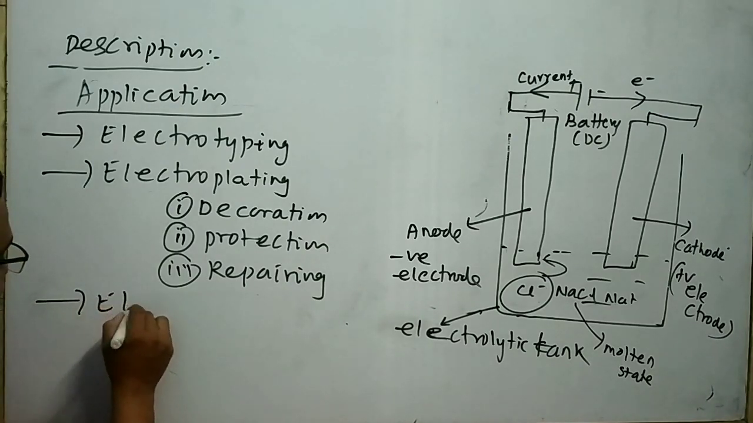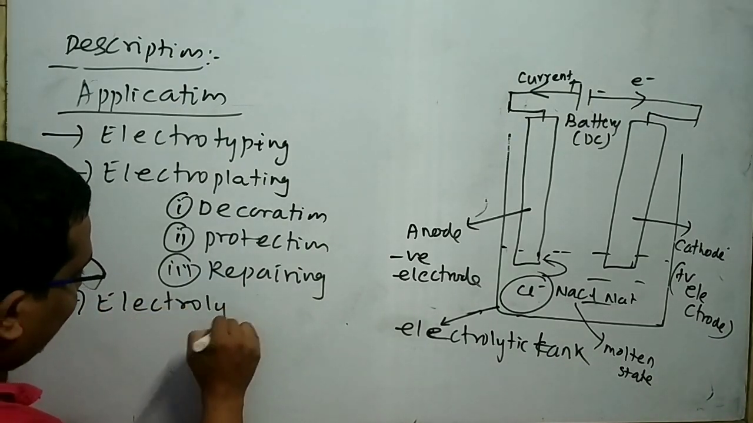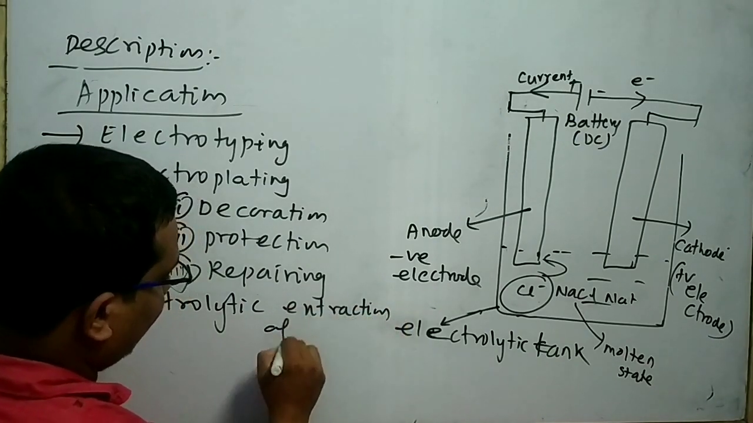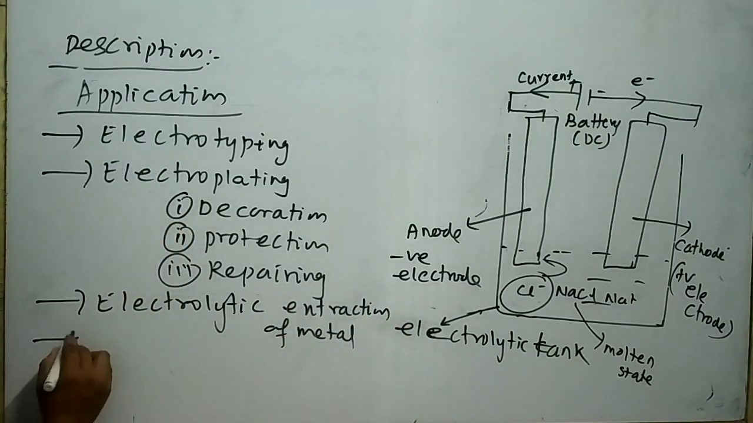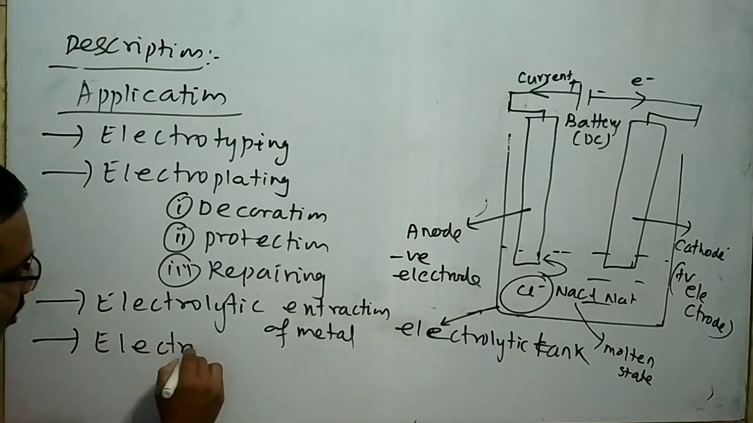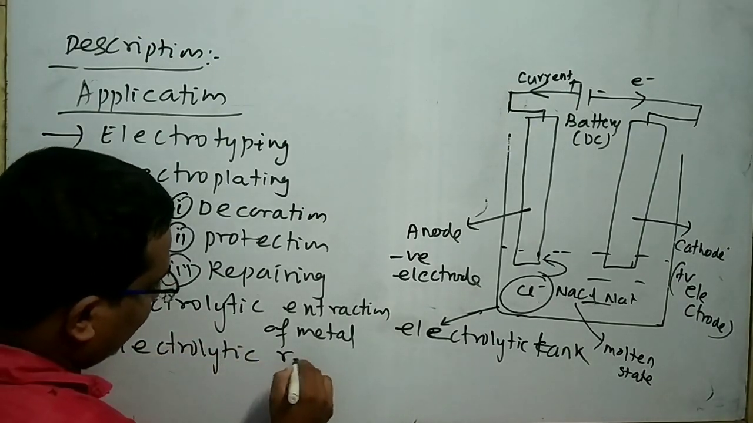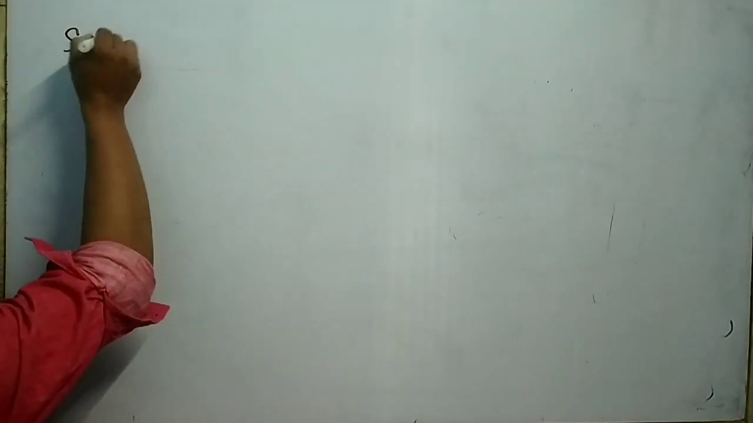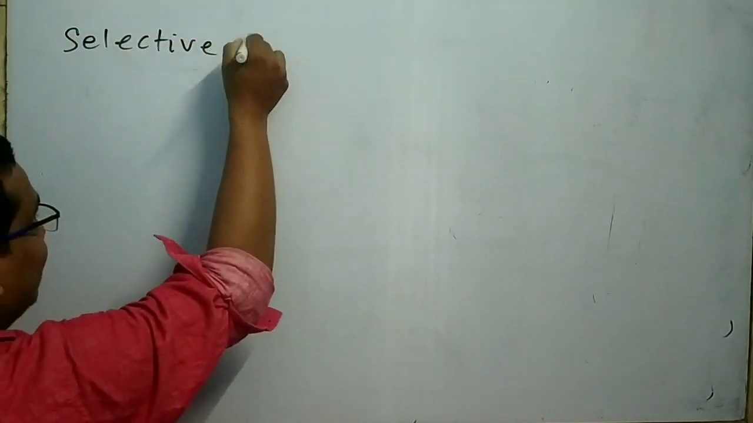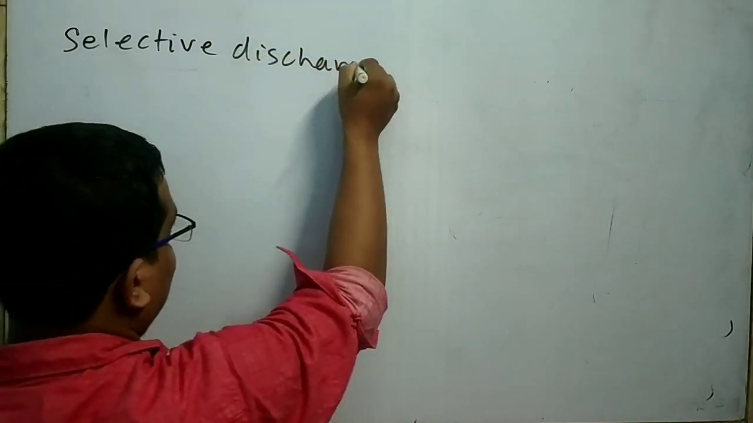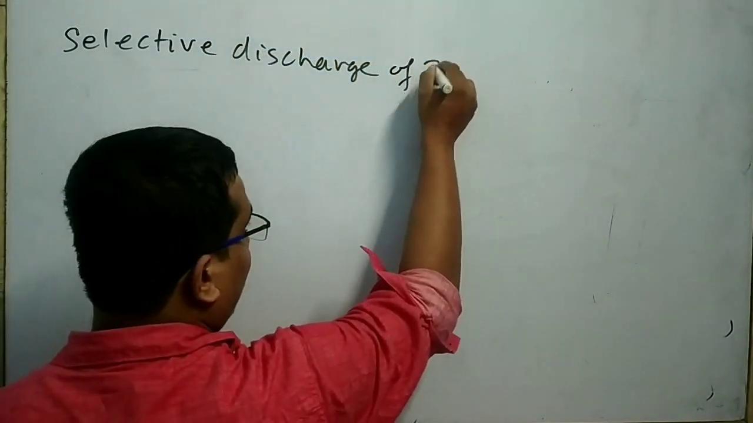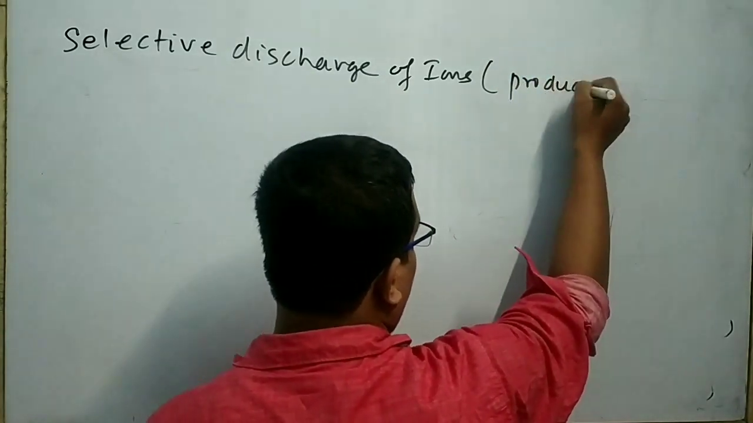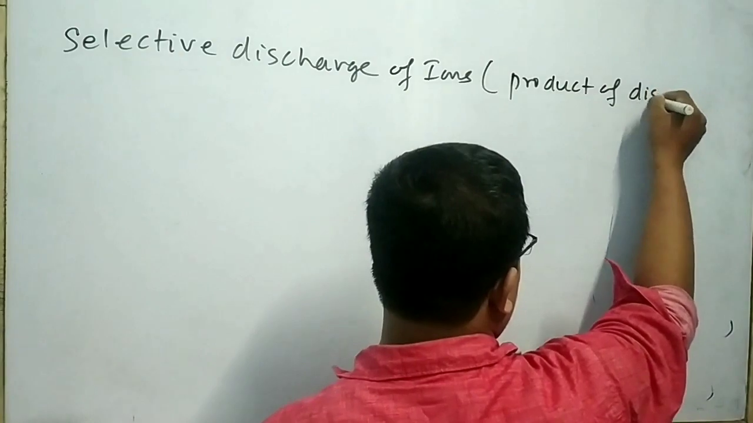Next application is electrolytic extraction of metal. Next application is electrolytic refining. Next I will discuss the selective discharge of ions, that is also considered as the product of discharge.